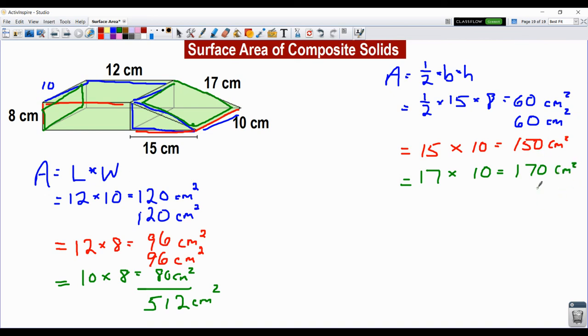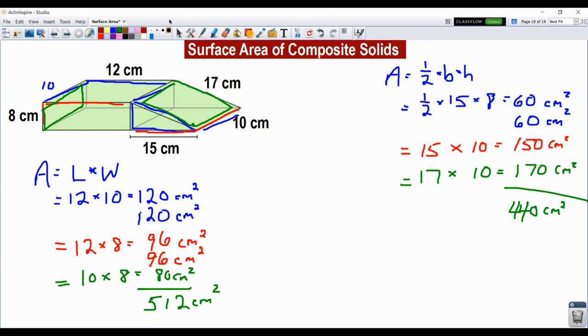That's it. We have all of our surfaces. So I'm going to draw my line, and we're going to add down, right? We have 60 plus 60 is 120, plus another 150 makes 270, plus another 170 makes 440 squared centimeters.